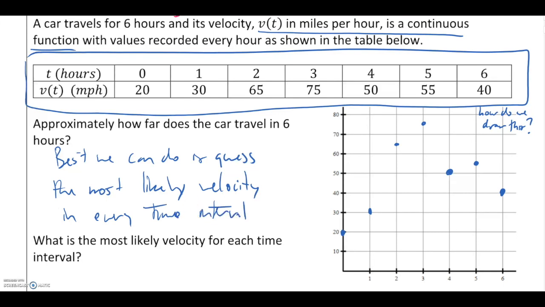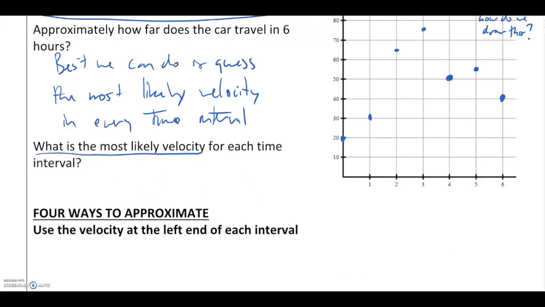Then we can think about it like we did up top. If I can estimate a velocity between 0 and 1 hours, I can just multiply that by the 1 hour and get roughly the overall change in the number of miles. But the big question is, what is the most likely velocity for each of these smaller time intervals? So let's think of some way we can approximate that. There are 4 ways that we're going to try. The first is, let's imagine that the velocity at the start of every time interval is the closest to the overall velocity for that time interval.